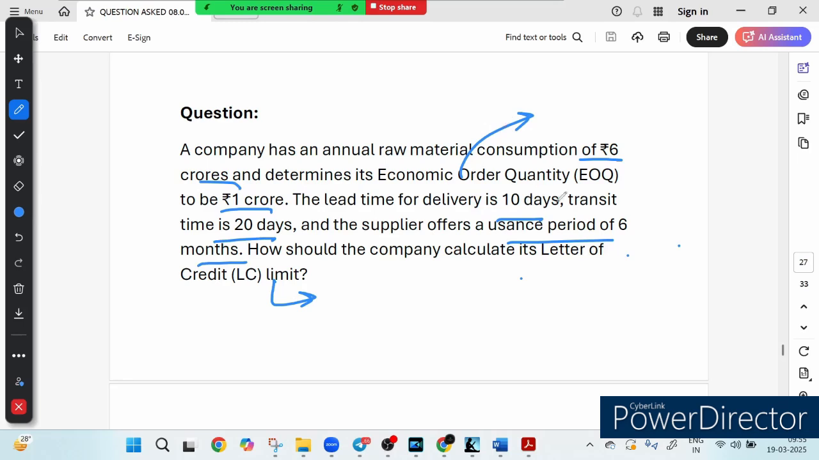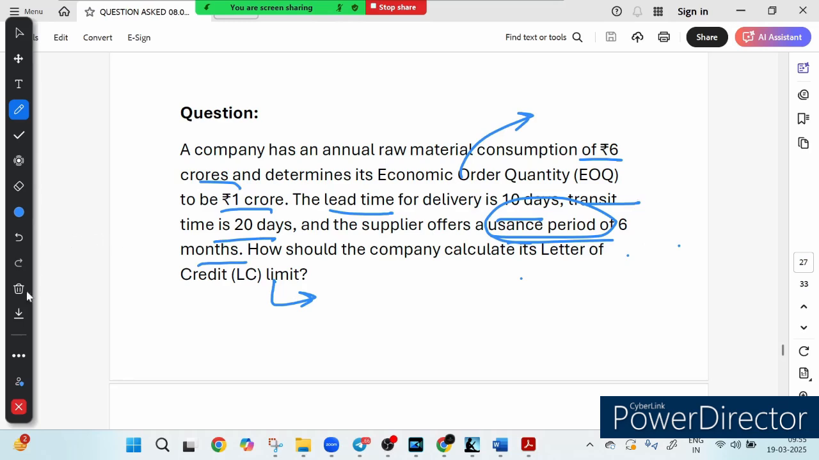What is the meaning of usance period? It simply means the credit period the supplier grants before payment is due. Here it is 6 months. And the lead time is the time it takes the supplier to process and dispatch the order, which is 10 days. And transit time is the time for goods to arrive at the company location.